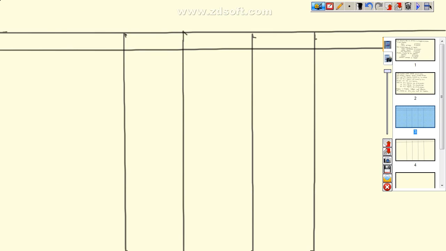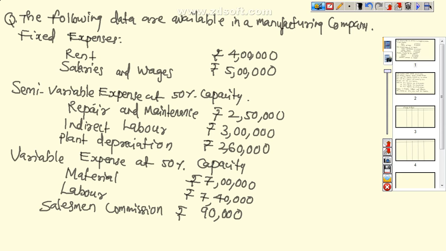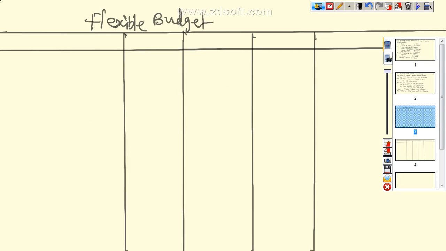So we make this table. We give the heading flexible budget. First point we have to remember, in case of flexible budget, given level of activity, that is also a part of your answer. So in 50% capacity information is given, so we write it here 50%. We have to calculate for 60%, 75 and 90% capacity. So here we write particulars.